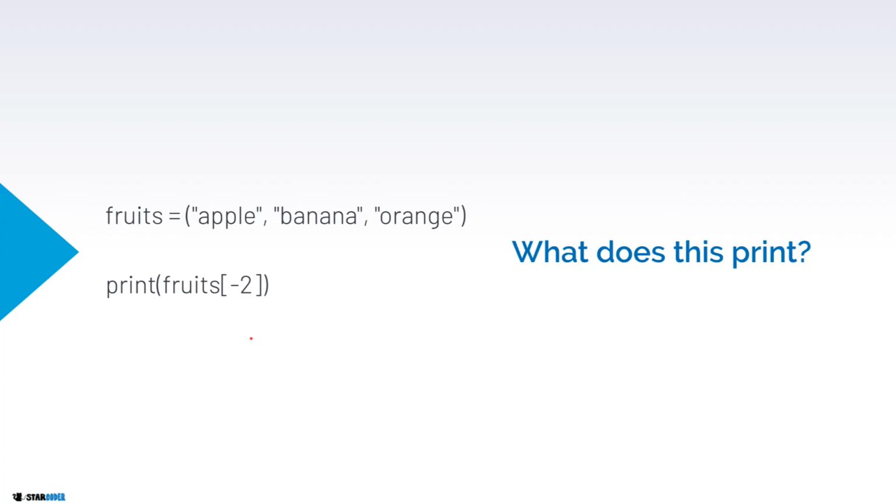What about this one? What would this print? This value is actually going to print from here, this is -1, banana, because we start from this is index 0, this is index 1, and this is index 2. But since this is negative, we start at the end here, with orange as -1, and then banana as -2. So it's going to print out the word banana.